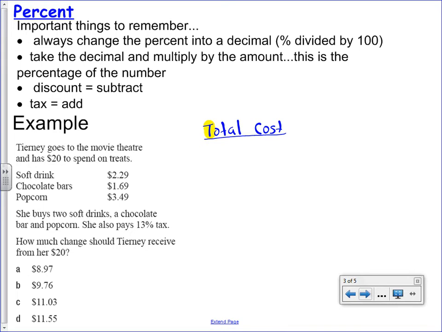Nick, could you help me out? You have to add. Sorry, what did I say? I want to figure out the total cost. So how much will it cost her? What's the first thing I need to do? Don't you want to add everything she bought, like the prices of everything she bought? Okay, so what would I add? 2.29 plus 1.96 or 69 plus 3.49.